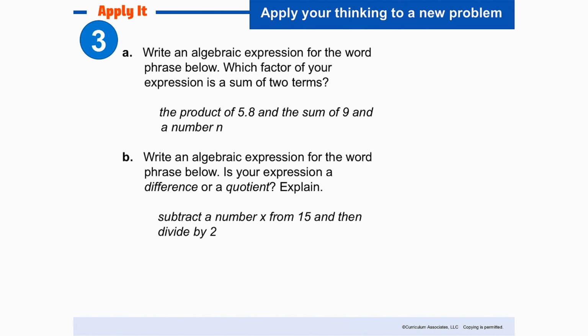Now looking at number 3, we're going to write an algebraic expression. It says the product of 5.8 and the sum of 9 and a number n. Okay, then it wants to know which expression is a sum of 2 terms. So first of all, let's just get started with writing the expression. So it says the product of. So product, I know, is going to have to do with multiplication. And sum, I know, is going to have to do with addition. So it says the product of 5.8, and I'm going to multiply it by something. The sum, so I'm going to add 2 things together here, of 9 and a number n.